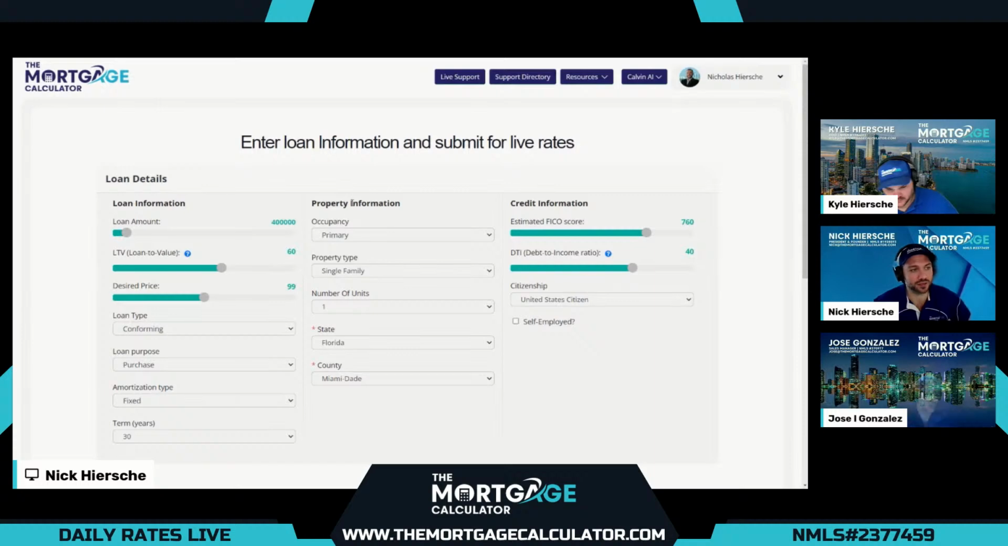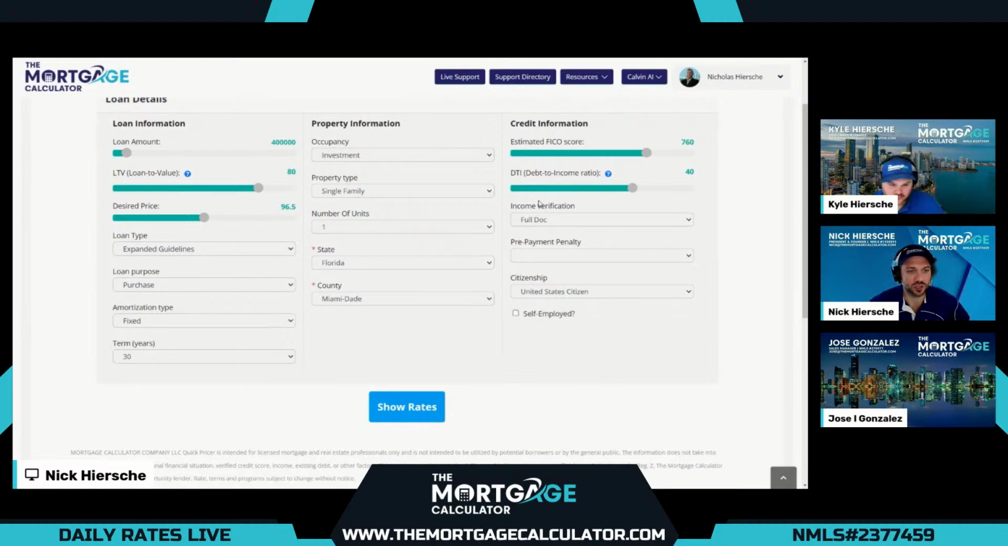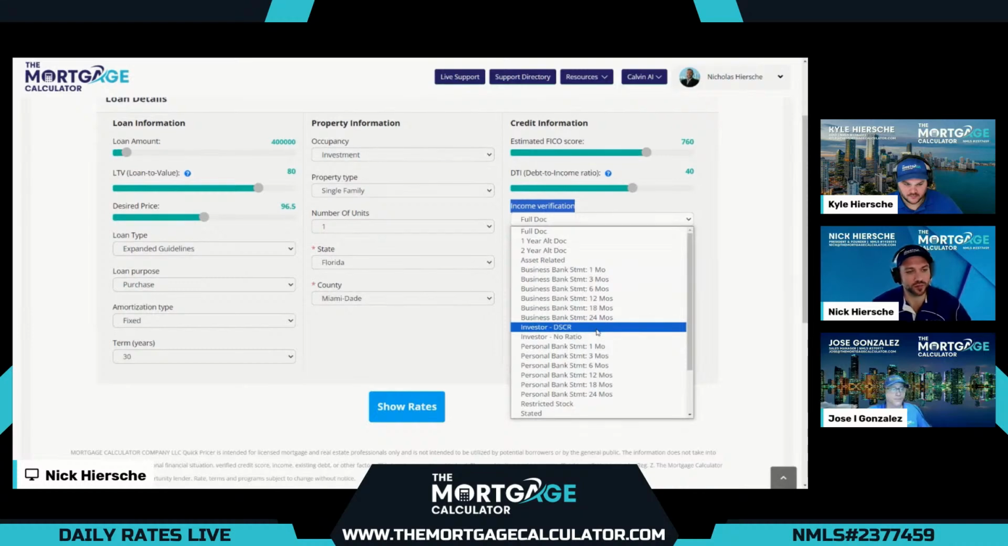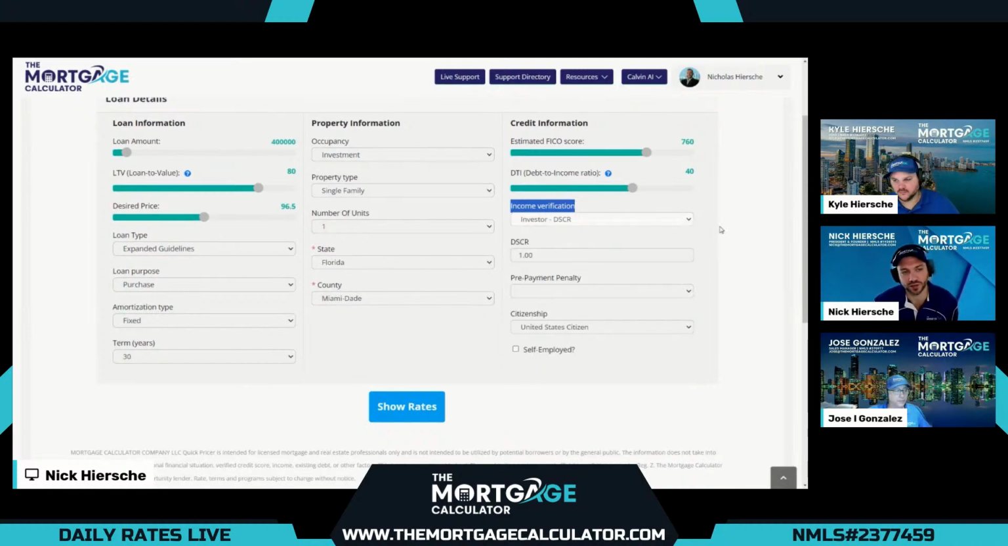So we'll compare these to our final example. Set up the same scenario, and this time we will select expanded guidelines, also known as non-QM. A couple options pop up. First, we must select the income type we're going to use. The most popular income type for non-QM investments, and the most popular loan we do here at the Mortgage Calculator, is our DSCR loan, because it doesn't require any income or employment or documentation.